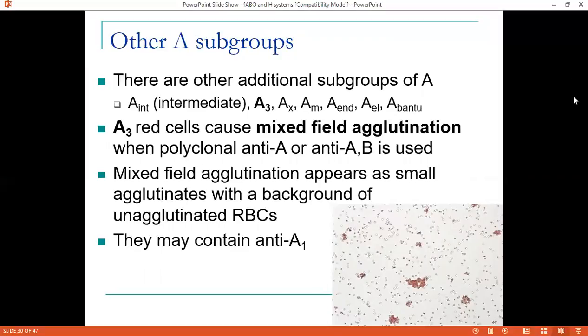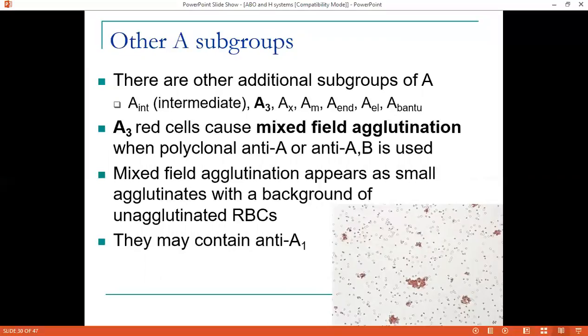And this picture down here is a nice picture of the agglutination that you would see, as well as the free-floating cells, or the unagglutinated red blood cells, behind it. So this is mixed field. They definitely used a microscope to look at this. And then the other thing with the A3 is that they might possess an anti-A1 in their serum.